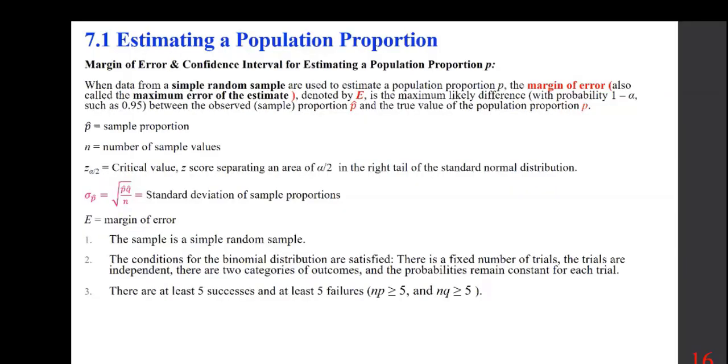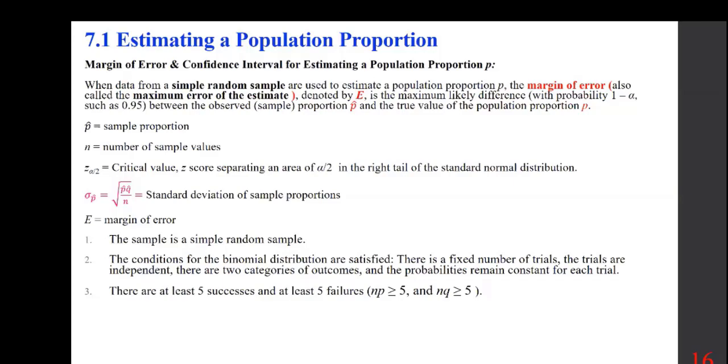Estimating a population proportion. So in short, the synopsis of what we have done, we have p hat, which is a sample proportion, n is the number of sample values, z alpha over 2 is the critical value, or z-score, that separates an area of alpha over 2 in the top right. Actually, for the bottom left is negative z alpha over 2. Sigma of p hat is simply square root of p hat q hat over n. This is the standard deviation of sample proportion.